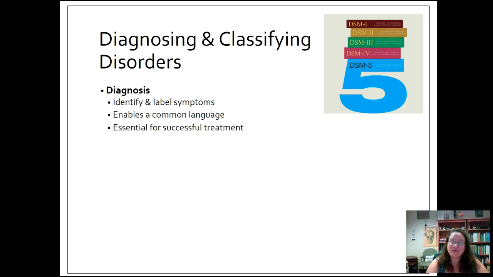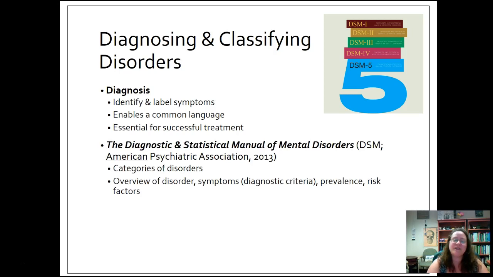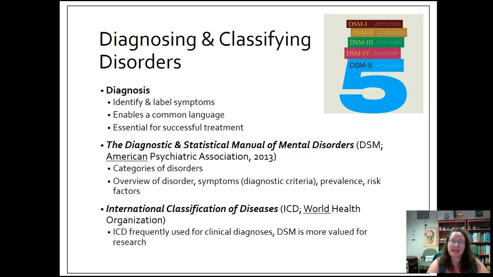So what psychologists rely on is the DSM. We want to be able to diagnose individuals so that we can label symptoms, we know how to treat them, we know what we're all talking about. If we say somebody's experiencing depression, it's a common language. So for the United States, we'll use the DSM for this, the Diagnostic and Statistical Manual of Mental Disorders. It gives us the categories and the symptoms and everything we need.